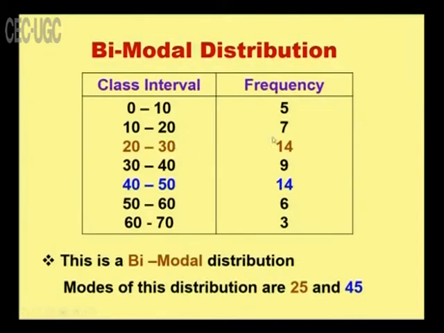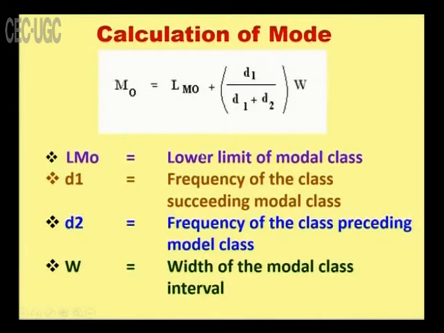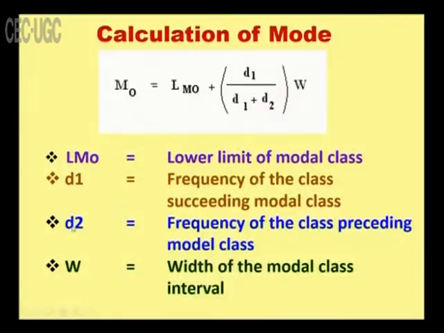As we have seen, if this is the model class, then 20 is the lower limit, and D1 is the frequency of the class succeeding the model class, and similarly D2 is the frequency of the class preceding the model class, and W is the width of the model class. And therefore, by using this simple formula, we can easily calculate the mode.